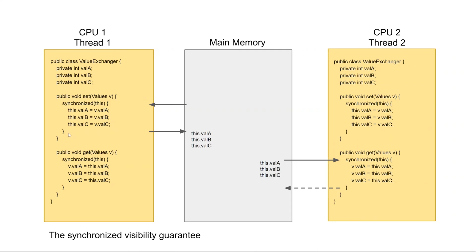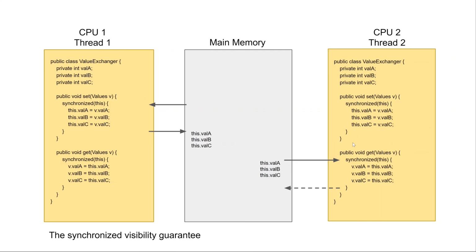And when thread 1 exits the synchronized block again, all variables visible to the thread will get flushed back into main memory. So at this point in time, val A, B, and C will be flushed to main memory.